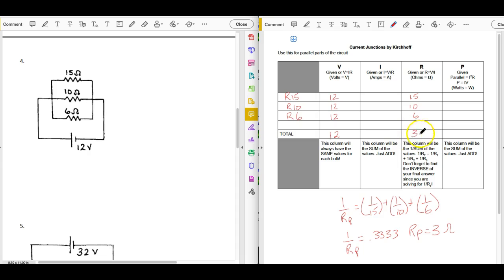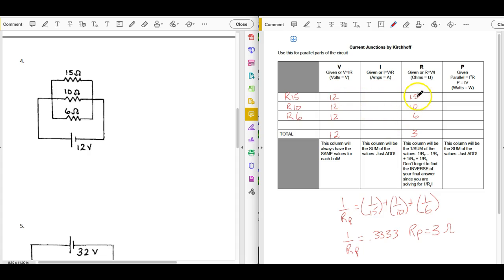So now I know that this is 3, this is 12, and I can now go through and for each one of these I can find out what the current is. In a series circuit, all the current were the same. In a parallel circuit, all the voltages are the same. So because we have current junctions and we know that the current coming into the junction needs to equal the current of the branches added together, let's figure out what these three are.